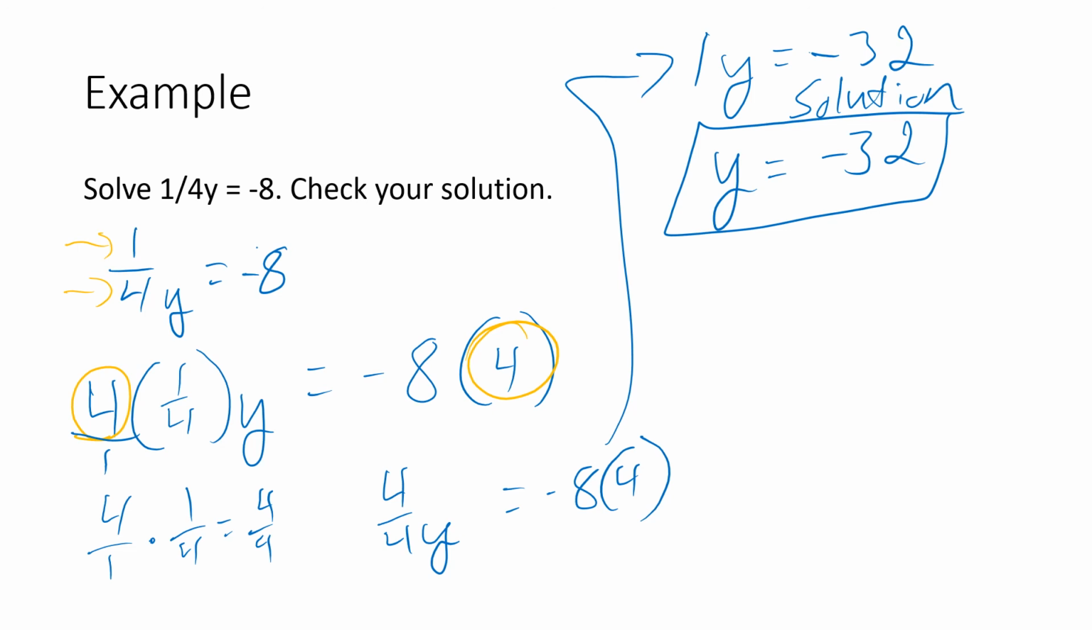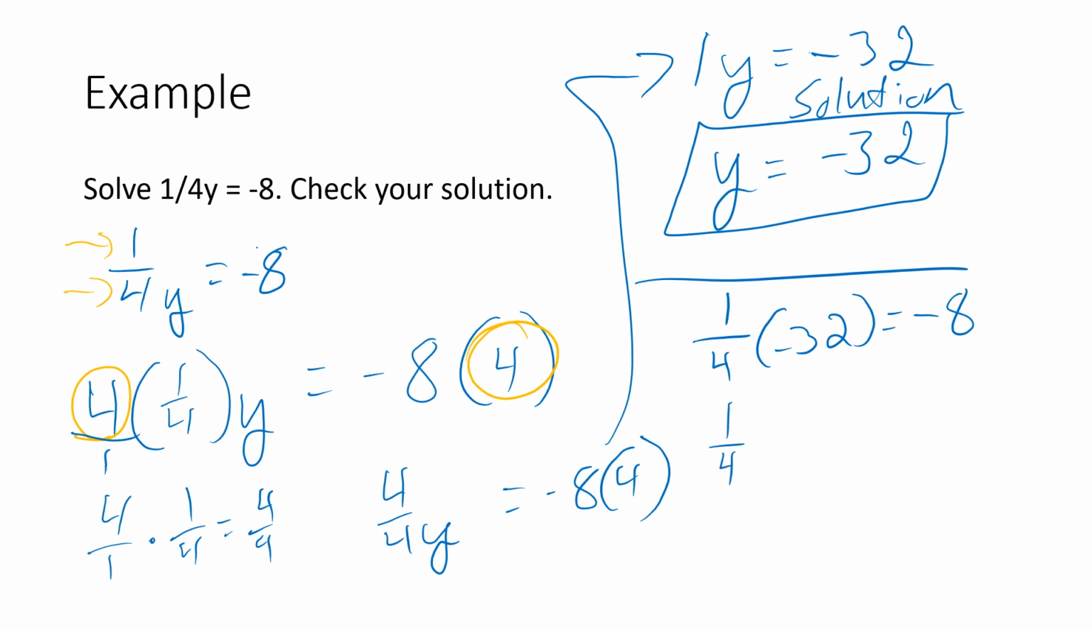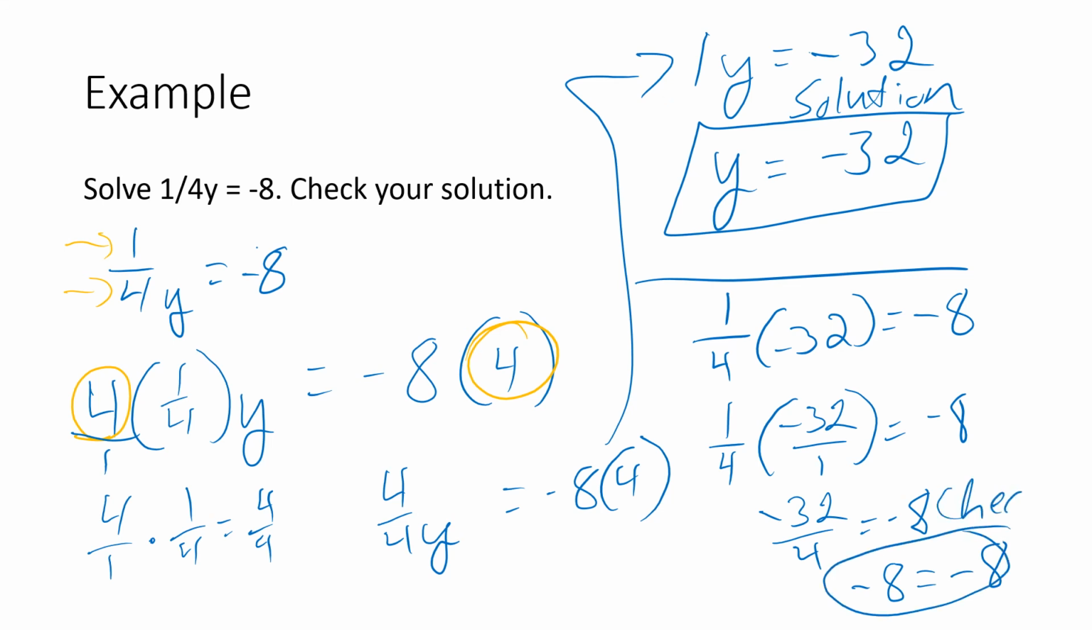Now, to check our solution, we just plug it back in. So, 1/4 times -32 equals -8. Well, again, we're going to write this as 1 over 4 times -32 over 1 equals -8. Notice what that means. That's now -32 over 4 equals -8. And if we divide -32 by 4, we have -8 equals -8. So this is our check. And we know that our solution is correct because we have -8 on this side, -8 on this side. They are equal.